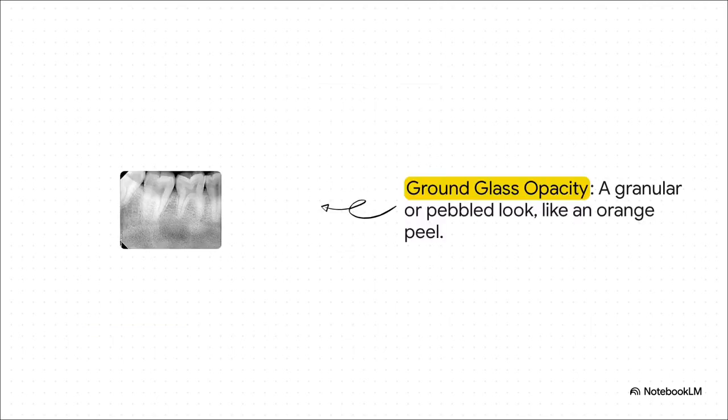And last but not least for these, let's talk texture. This one isn't a solid white blob. It's more hazy, granular, almost pebbly. We call this a ground glass opacity. And a great way to think about it is that the texture looks kind of like the peel of an orange. It's a key clue about the internal pattern of the bone.